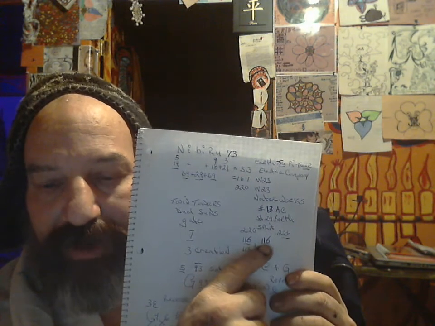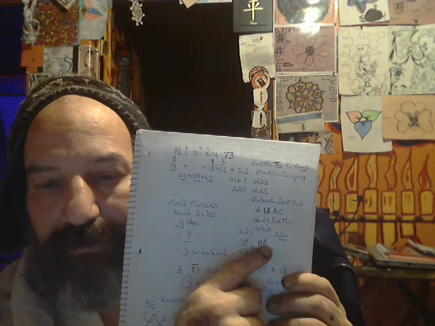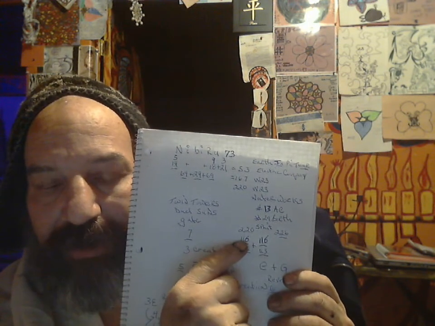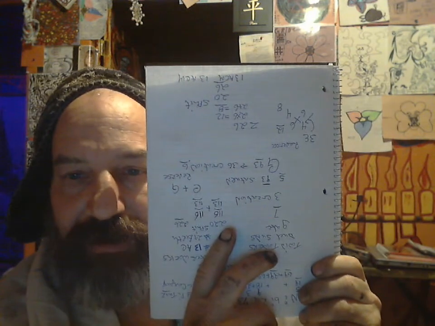110 equals 116. 116 and 116 equals 232. 322. The light of both worlds. K9, 911, 911.